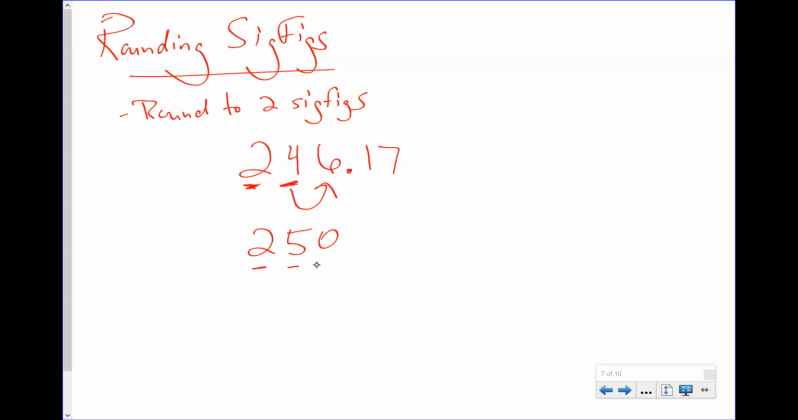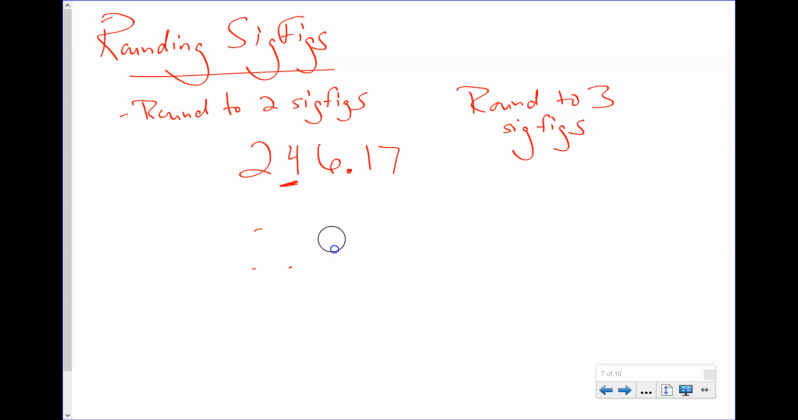Okay, if I wanted to round that number to 3 sig figs, well, likewise, I would come over 3 digits. There are my 3 most valuable digits in terms of value: hundreds place, tens place, and ones place. And then I look to the right. That's a 1. So that means that 6 is going to stay the same, 246, and then the decimal drops off.